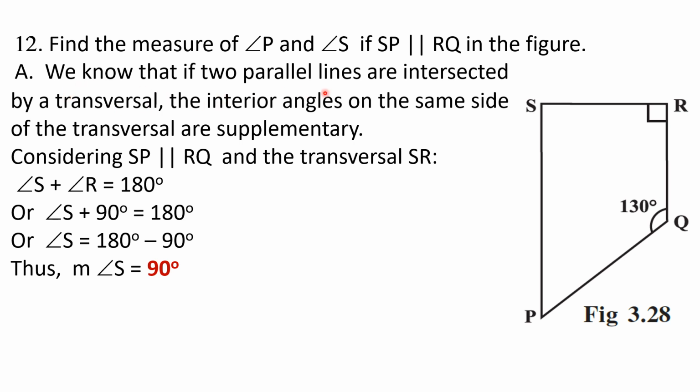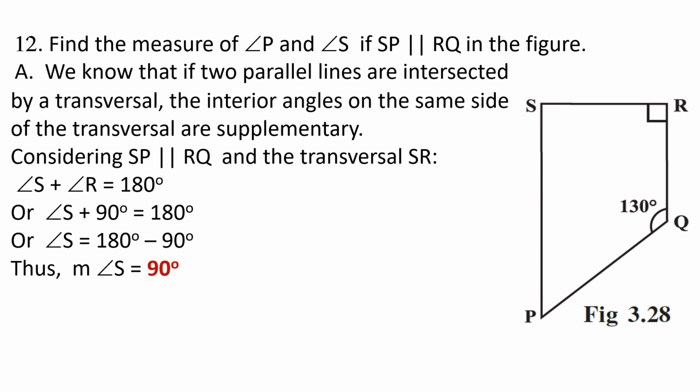We know that if two parallel lines are intersected by a transversal, the interior angles on the same side of the transversal are supplementary. So considering SP parallel to RQ, and the transversal SR, angle S plus angle R is equal to 180 degrees. Angle R is given. This symbol means it is 90 degrees. So angle S plus 90 degrees is equal to 180 degrees, or angle S is equal to 180 minus 90. Thus the measure of angle S is equal to 90 degrees. So we have found angle S.